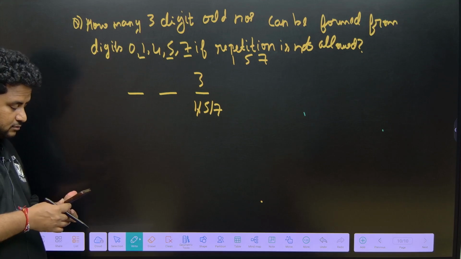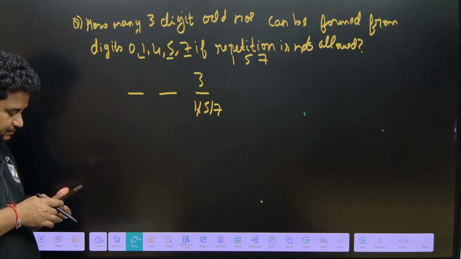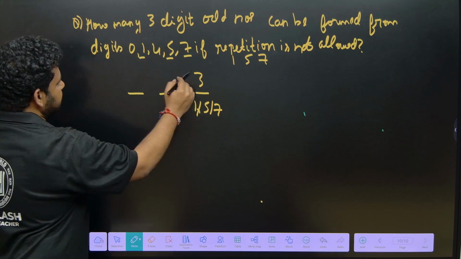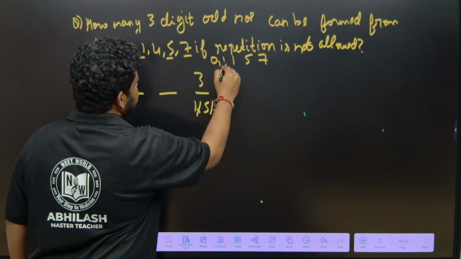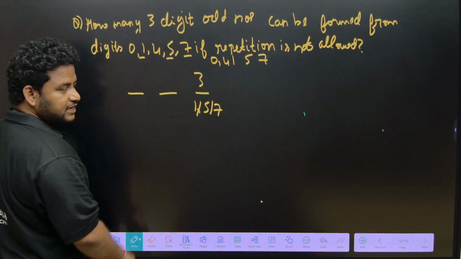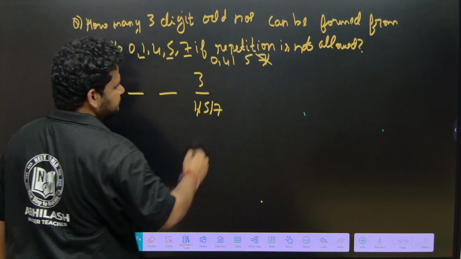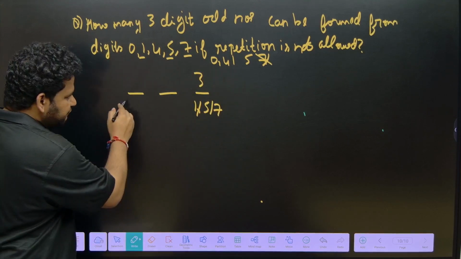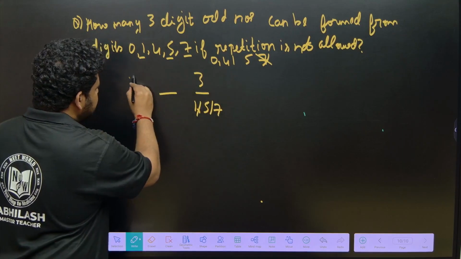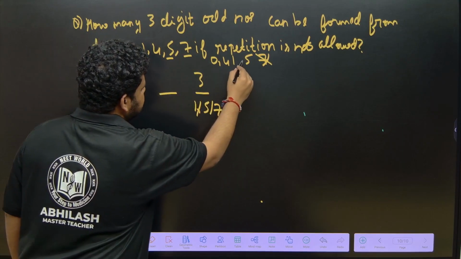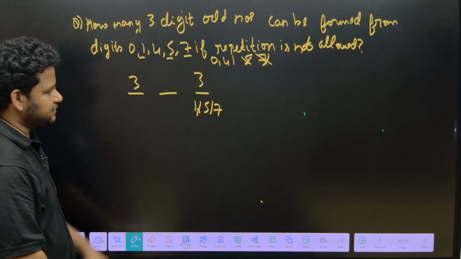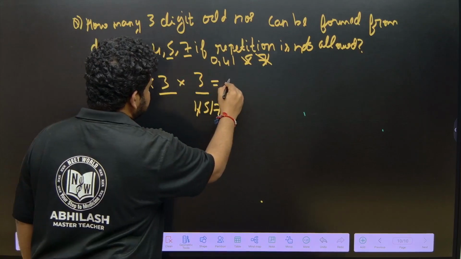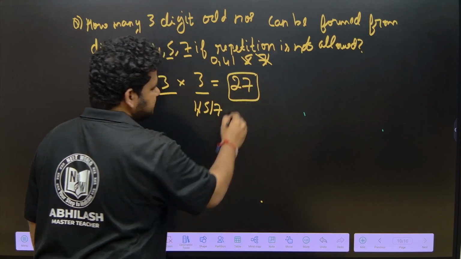Remaining how many are there? So think about the first digit. Suppose I write 0 and 4 also. Focus here. Suppose 7 is fixed. Remaining, how many are there? 1, 2, 3, 4. Here definitely I cannot write 0, so I should write 3. Suppose 5 is fixed, then remaining there are 3. So 3 into 3 into 3, that is 27. So the correct answer is 27.